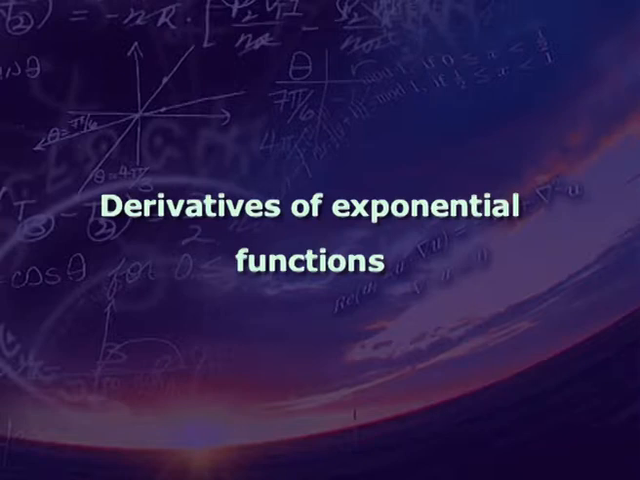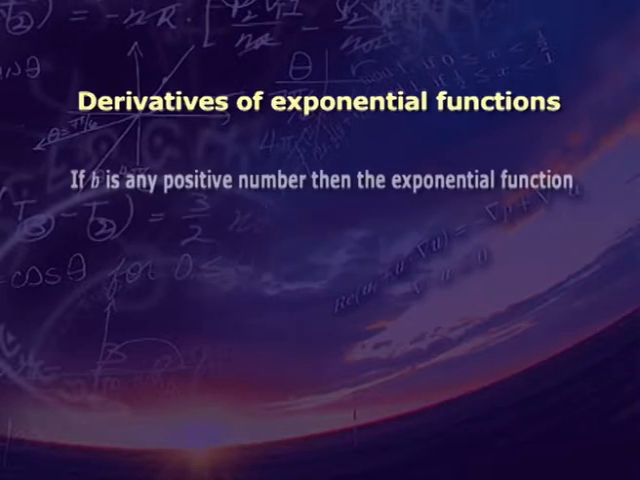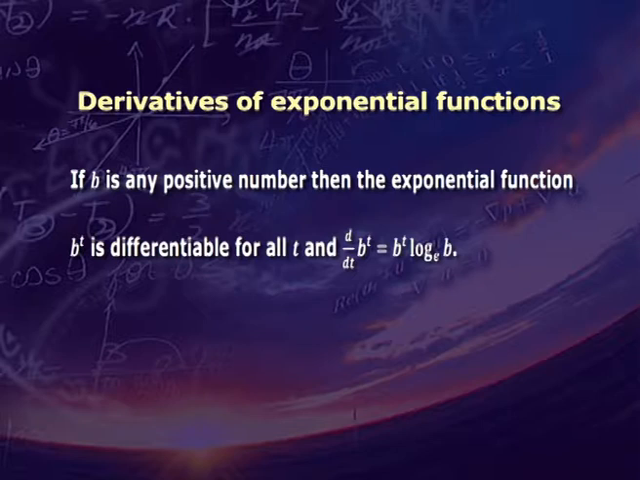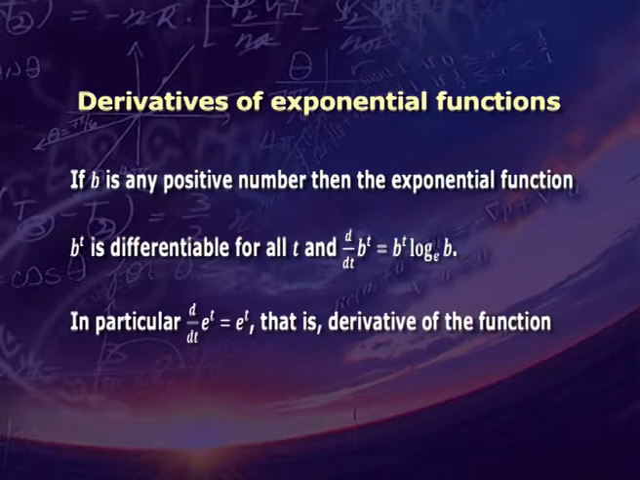Derivatives of exponential functions. If b is any positive number, then the exponential function b raised to t is differentiable for all t, and d by dt of b raised to t is equal to b raised to t into log b to the base e. In particular, d by dt of e raised to t is equal to e raised to t, that is, the derivative of the function e raised to t is the function itself.